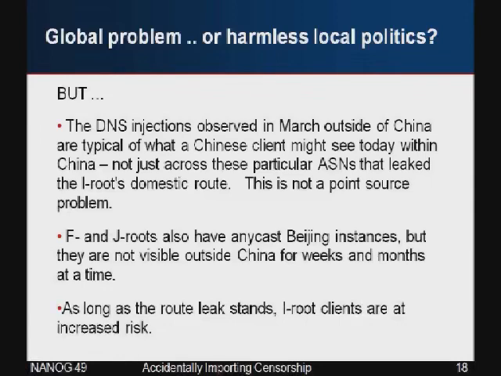The F and J roots also have Beijing instances, although we haven't really observed this type of leaking coming out of China for them. And as long as this route stands, there is some risk that the behavior we observed in March could possibly return.